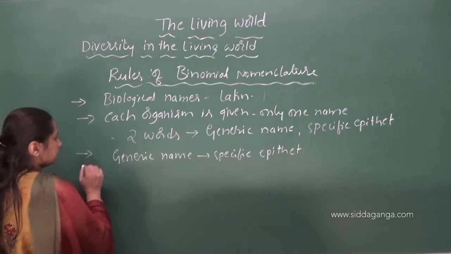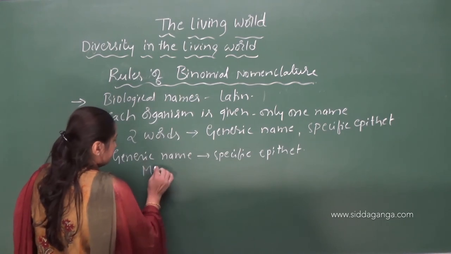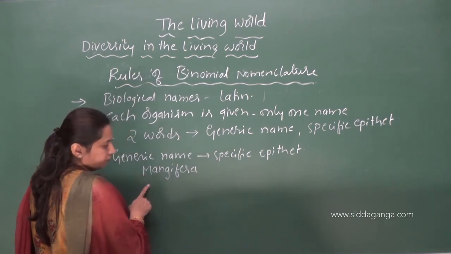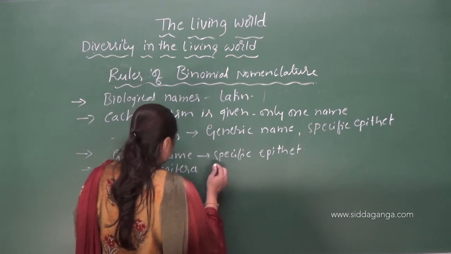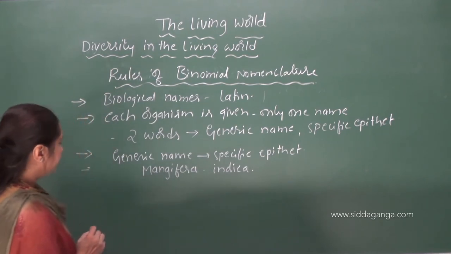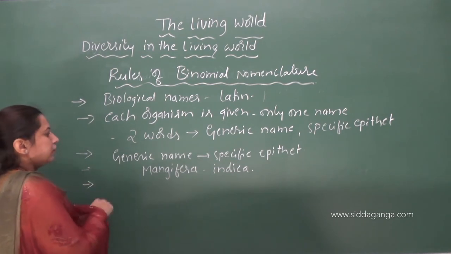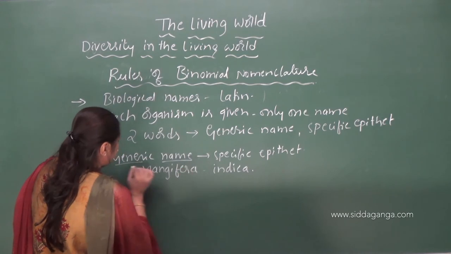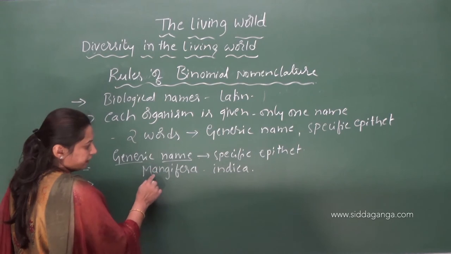For example, if you take mango, what is the scientific name? Mangifera indica, right? Mangifera, that is the generic name you should write first. And after that, we have to write the specific name, that is indica. So like that, we have to write. And the generic name here is represented by Mangifera, no?